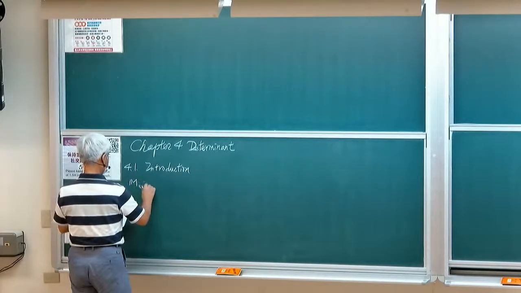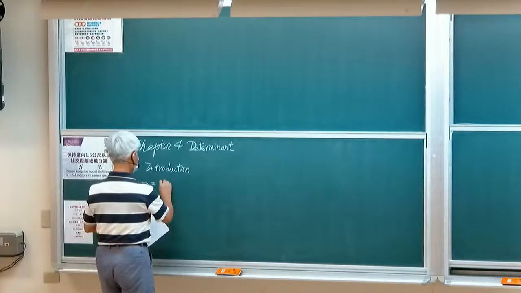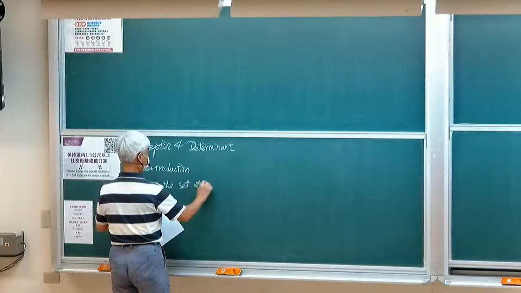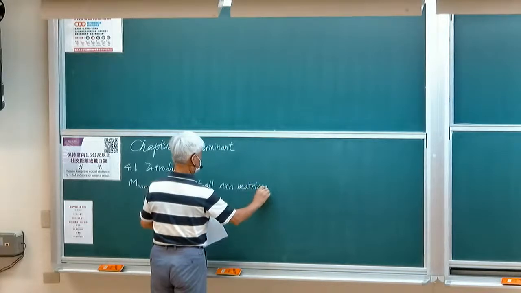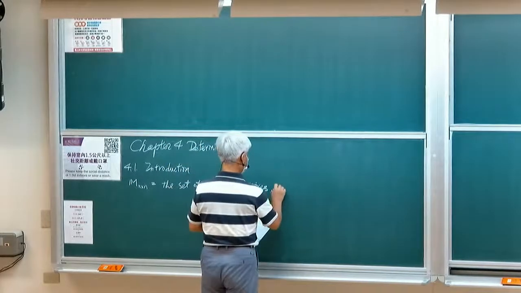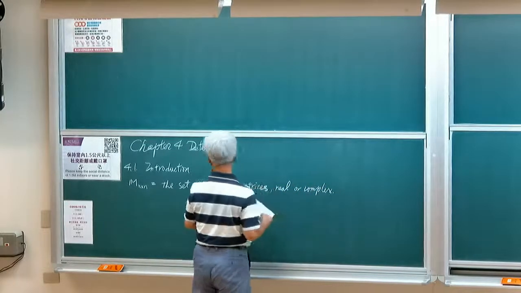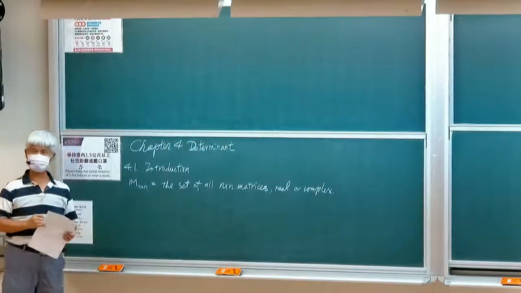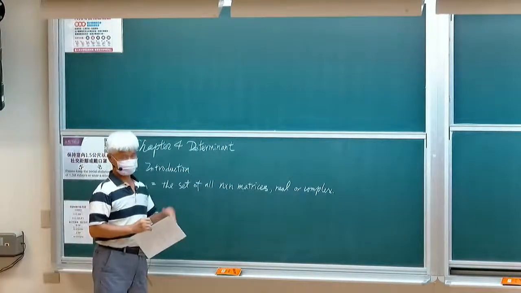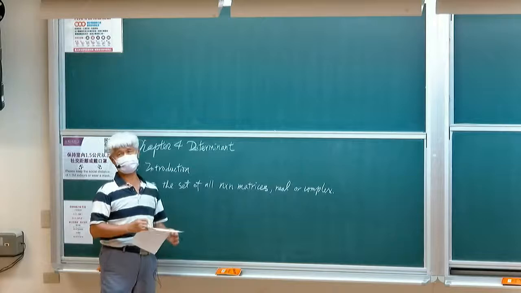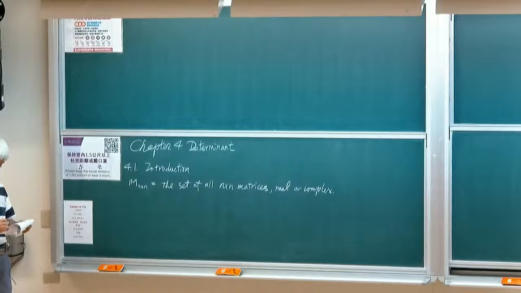All right, so again we will use the notation M sub n times n to be the set of all n times n matrices, maybe real or complex. You will encounter some material where the scalars can be complex numbers. So the matrices may be complex matrices, but most of the time we will consider real matrices.